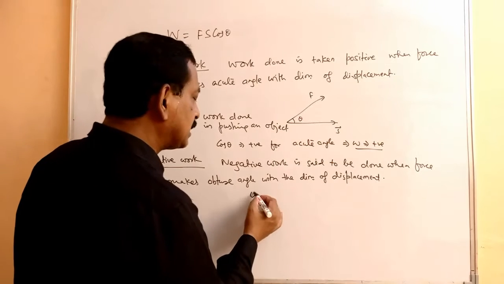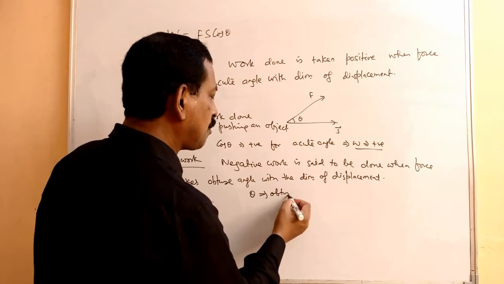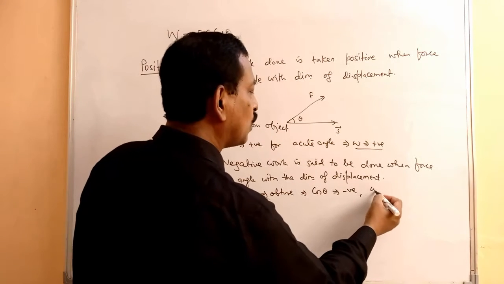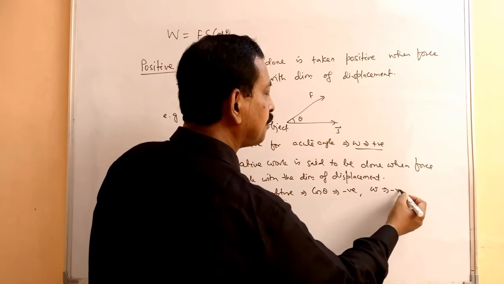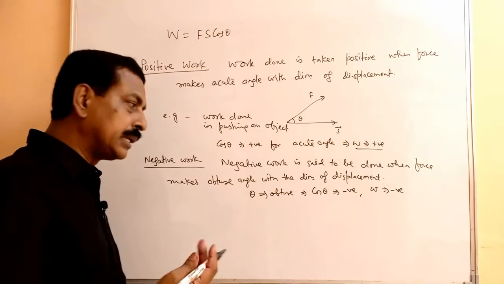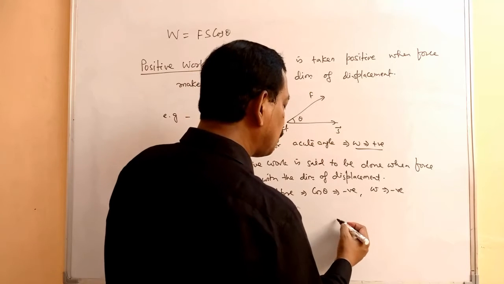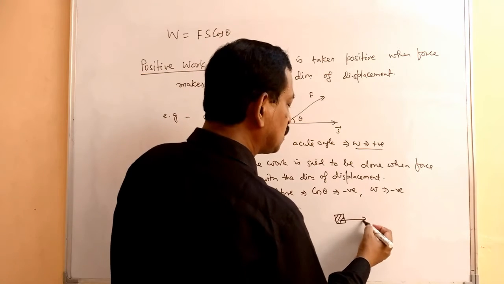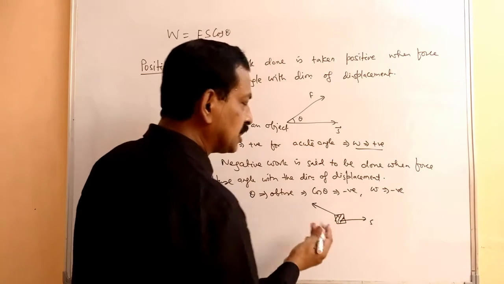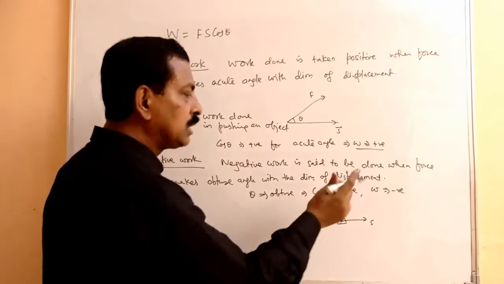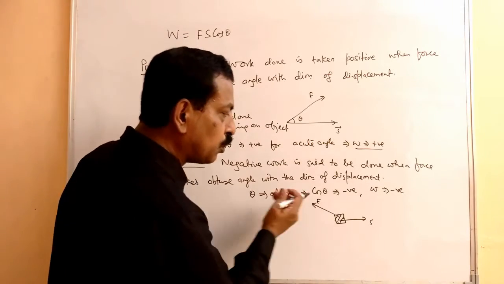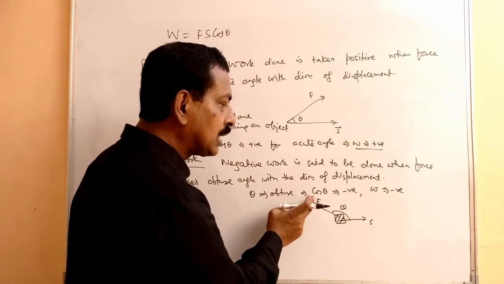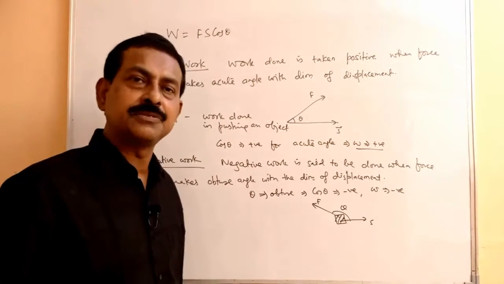That means here we are taking that theta is obtuse, so cos theta will be negative and hence work done will be negative. Now when you get this type of case, suppose there is a body and its displacement is this side, and we are applying force in this direction. That means the body was already moving in this direction and we are applying force in the opposite direction. So here the angle is obtuse, and in this case work done by this force will be negative.